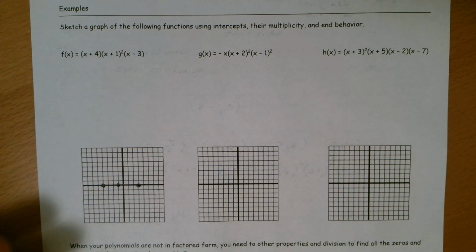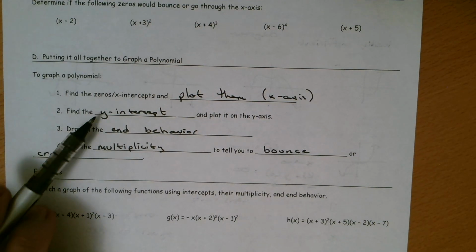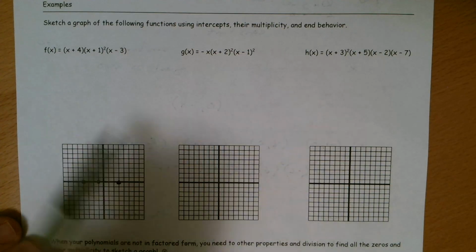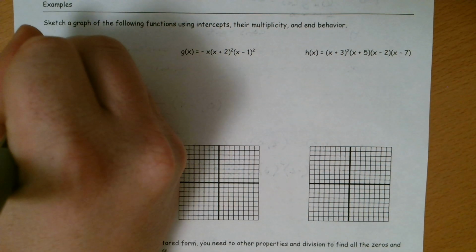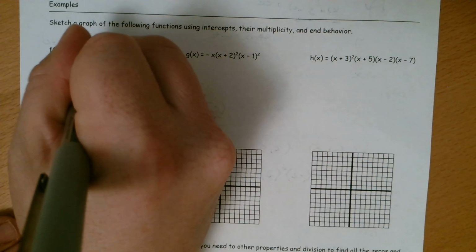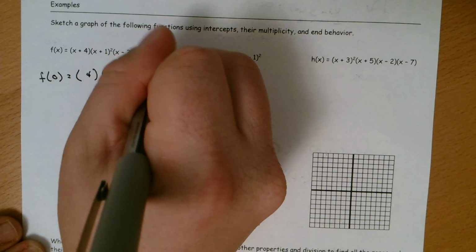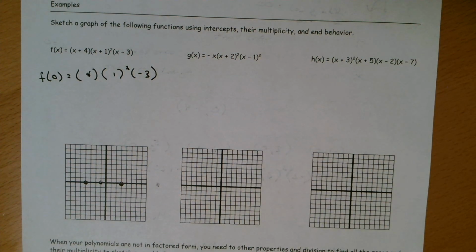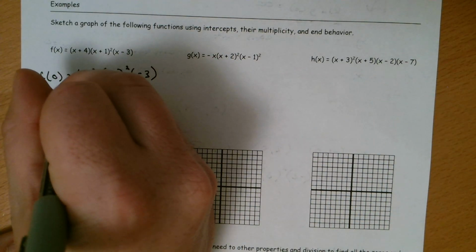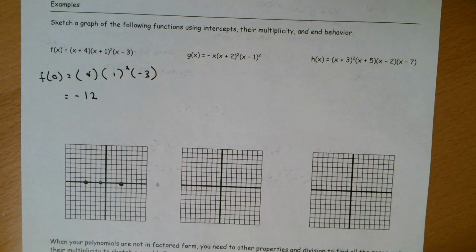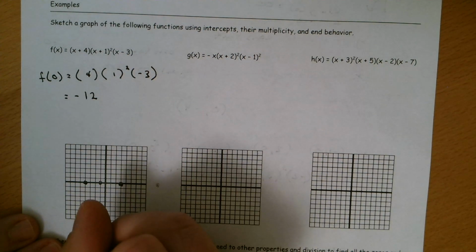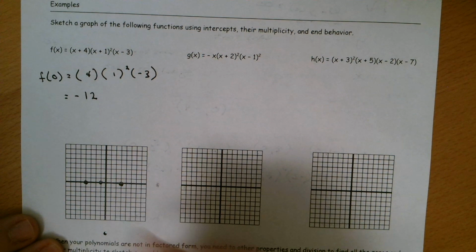Okay, now second step, find the y-intercept. Plug in 0 for x. So we've got 4 times 1 squared times negative 3. So the y-intercept is going to be negative 12. It's going to be a little bit off the graph. I'm going to go ahead and draw it right there.